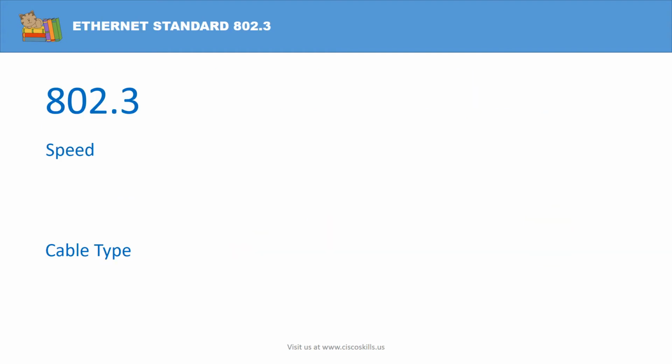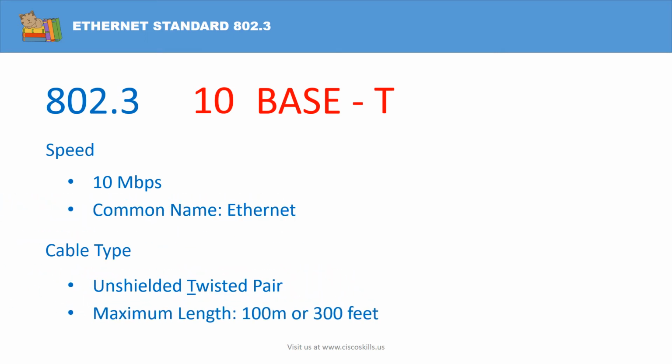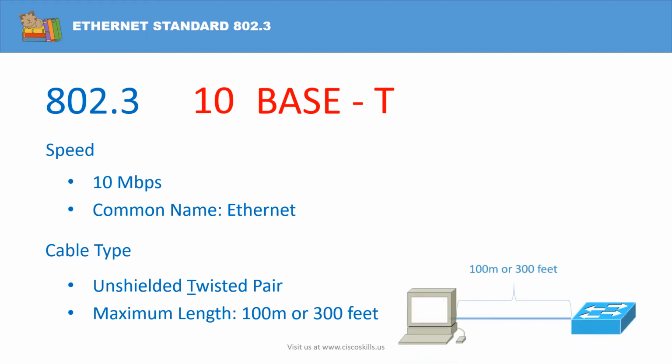Let's talk about the very first Ethernet physical standard, IEEE 802.3. The IEEE 802.3 has the informal name 10BASE-T. From the informal name 10BASE-T, we can figure out that the speed is 10 megabits per second. It also has the common name Ethernet. With the 10BASE-T, we can also figure out the cable type is the unshielded twisted pair, and the unshielded twisted pair has a maximum length of 100 meters or 300 feet, like this.